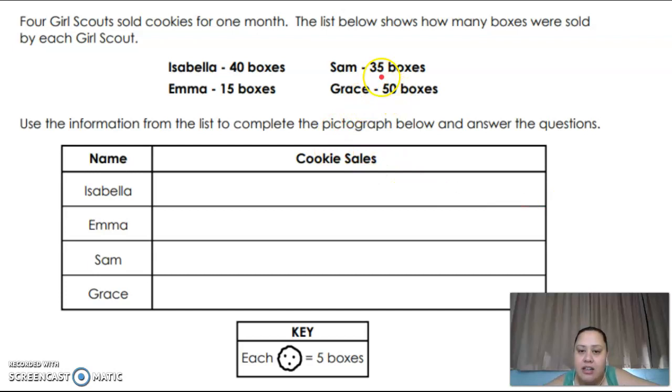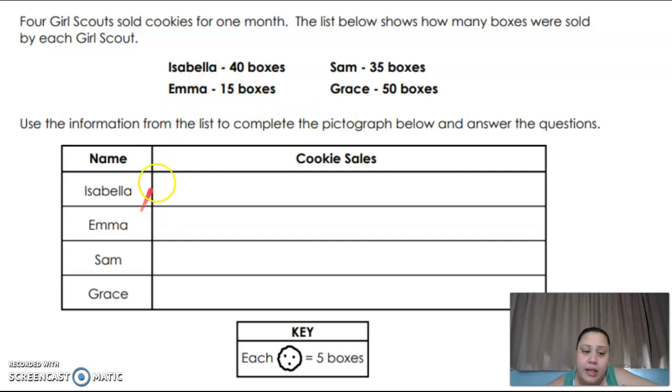Because you can see that their totals are multiples of 5, the person who wanted to make this chart decided to make their key, each cookie that they draw would equal 5 boxes, okay? So we will definitely not be seeing 40 boxes under Isabella. What we will be seeing is a number of cookies that will equal 40, counting by our 5s.